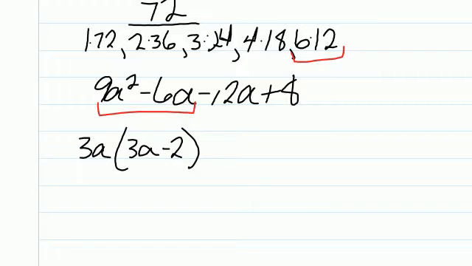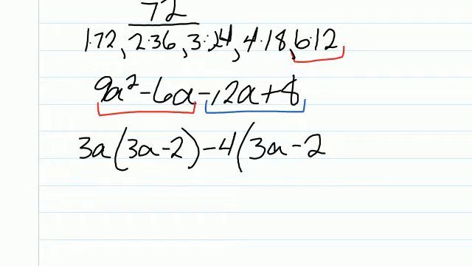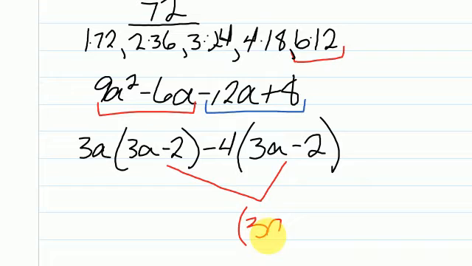Okay, let's make it a negative 4. Negative 4 from these two terms. Negative 4 times 3a is negative 12a. Negative 4 times negative 2 is positive 8. Lo and behold, these two factors, 3a minus 2, are the same, so we can factor those out. I can factor this greatest common factor from both of these terms, 3a minus 2.